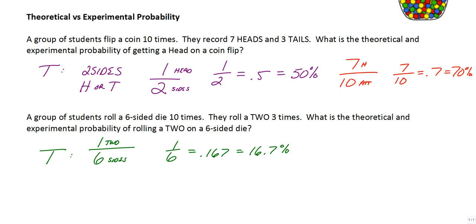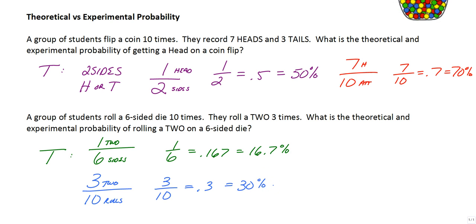Now, this group just happened to roll a 2 3 times. So if they rolled a 2 3 times out of 10 rolls, then their experimental probability was 3 in 10, also known as 0.3, which is 30%.